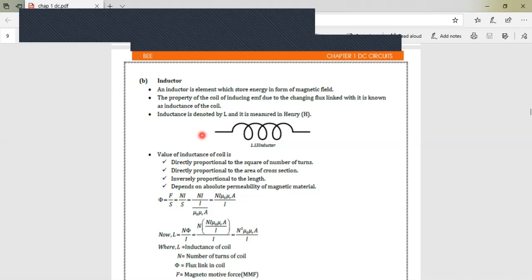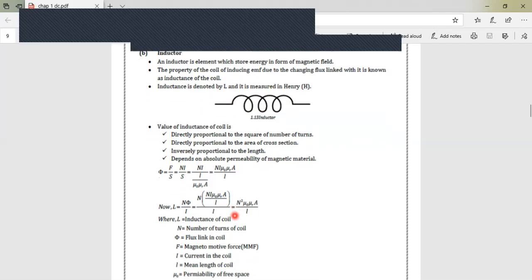So these are the basic things. We already know that flux is nothing but the magnetic field lines. And what is S? S stands for reluctance. It is the same as resistance in an electric circuit, but here it is reluctance in a magnetic circuit, which opposes the production of flux through it. Okay, so this is all about inductance.